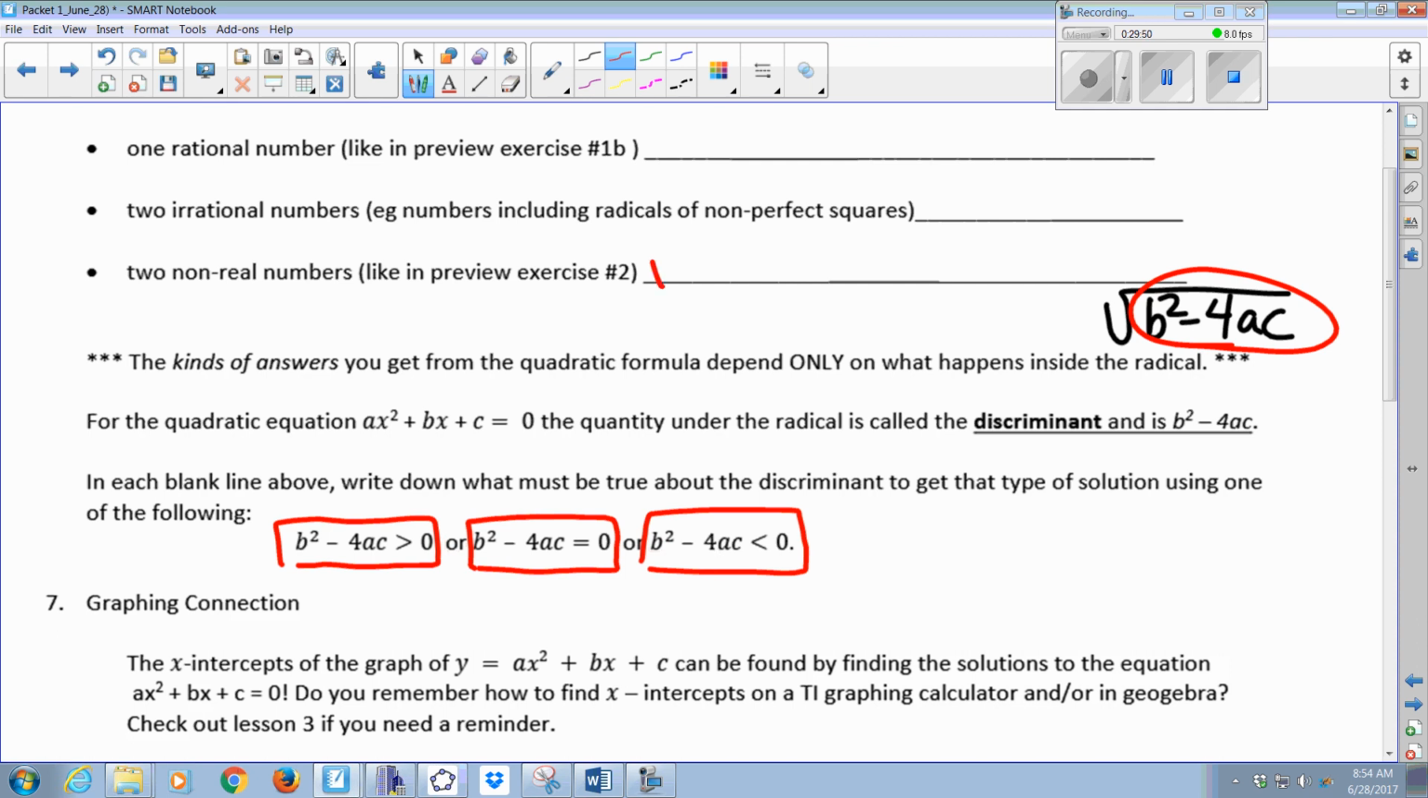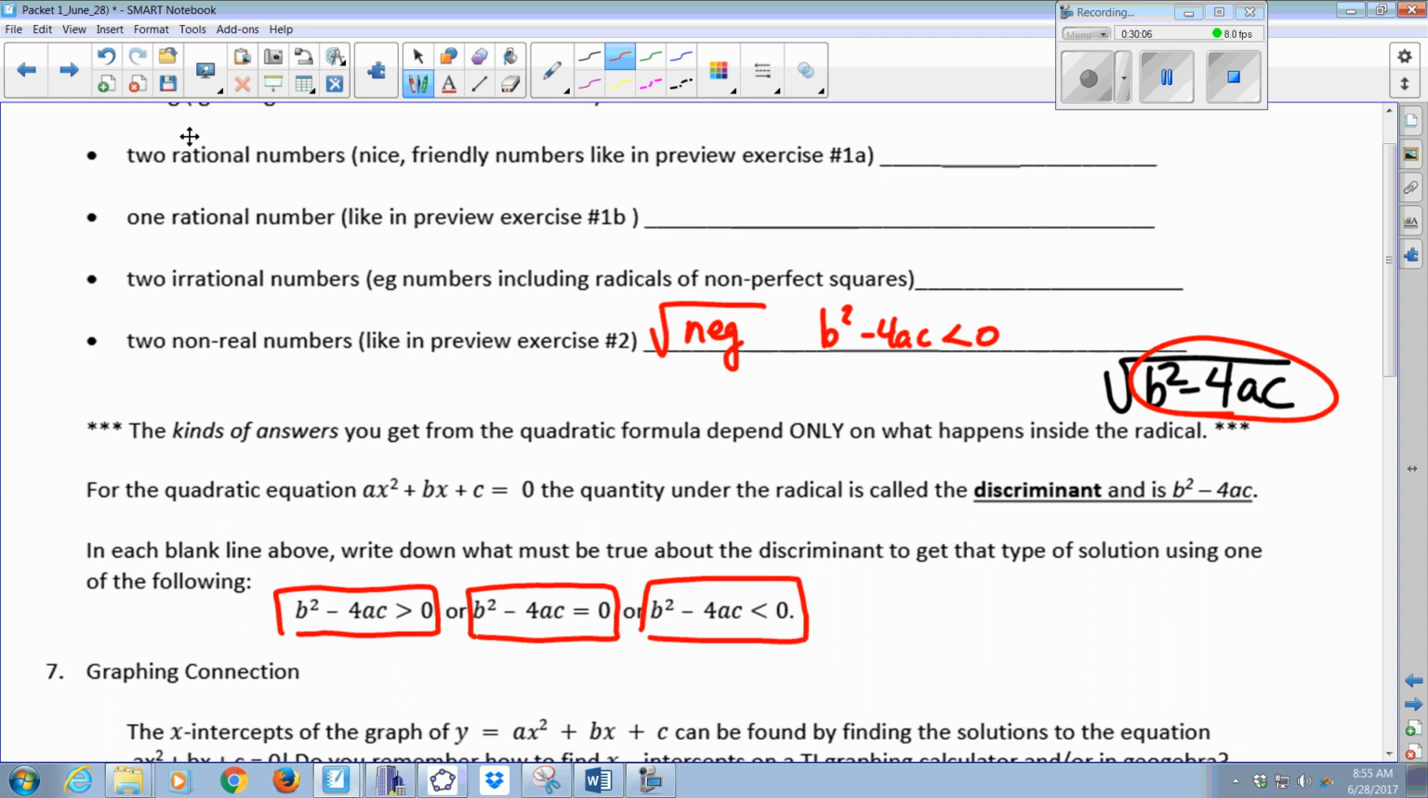Well, we know that the expression under the radical sign would need to be a negative number. So that means b squared minus 4ac will be less than 0. It will be a negative number. That's the only time in each of these 4 bullets here that b squared minus 4ac is less than 0, when we have 2 non-real numbers. Okay, so we can check that one off.